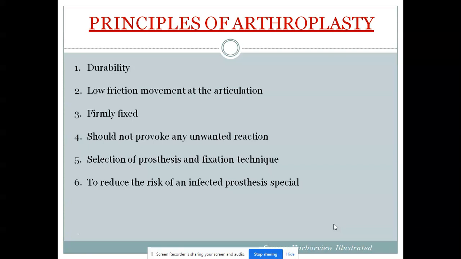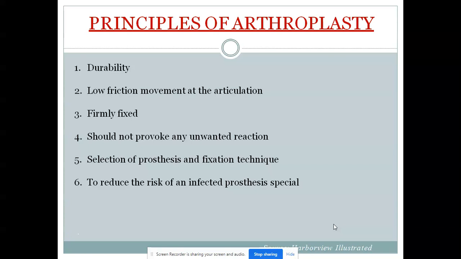Second point, low friction movement at the articulation. They must permit low friction movement in order to reduce the wearing and tearing of the prosthesis or your implant. If high friction movements are induced on the prosthesis, it might wear and tear off or even get fractured or displaced after degeneration. To reduce this, the material should be good enough.